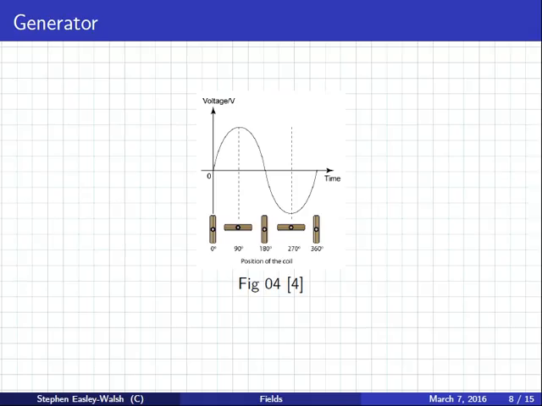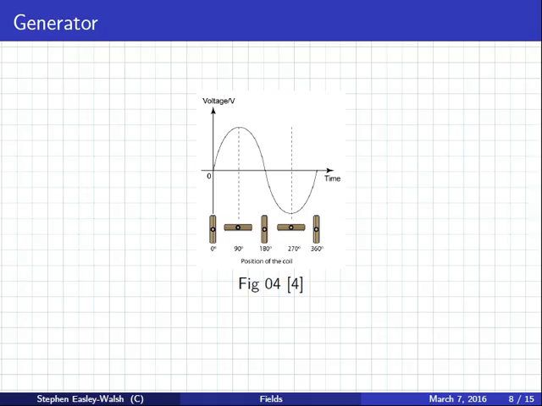Then when it flips back this way, again you have no voltage. Then when it flips down, you have voltage, but in the opposite direction, and then when it flips back here, we're back to no voltage. And this shape is exactly a sine. And the reason it's a sine is because of the cos in the formula.